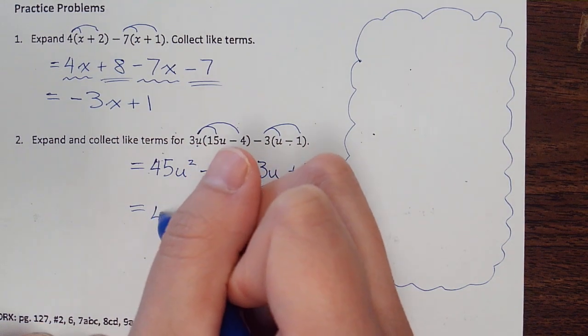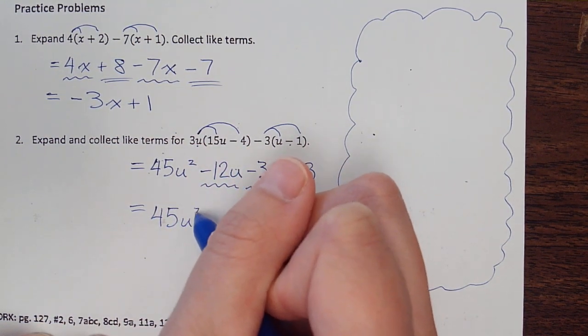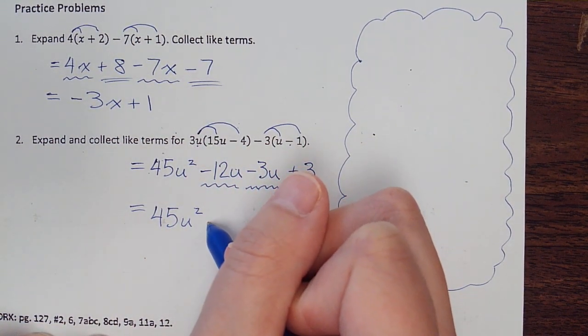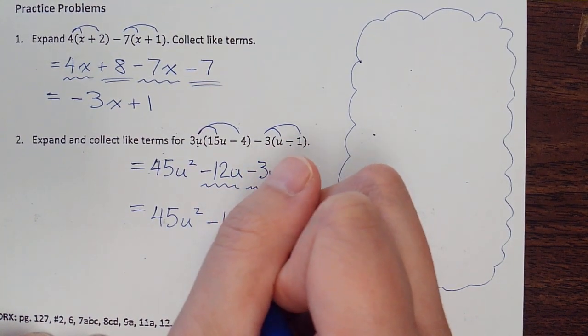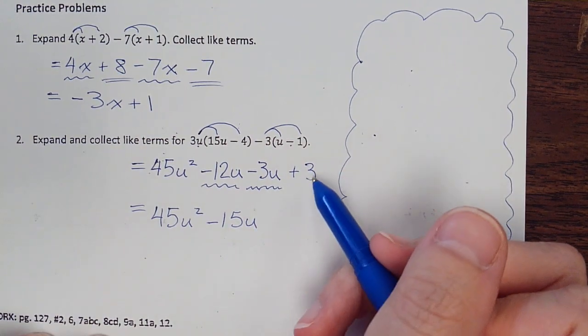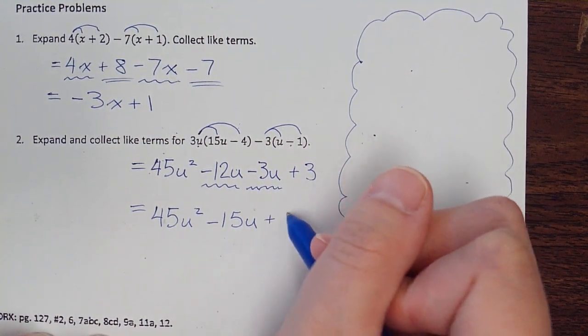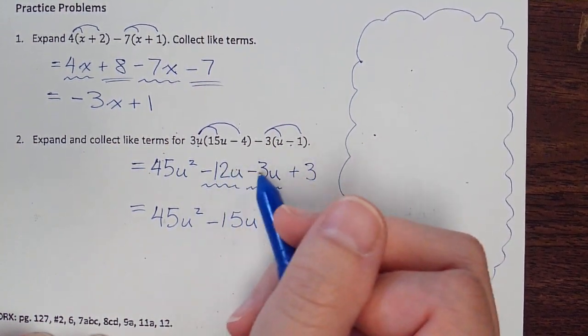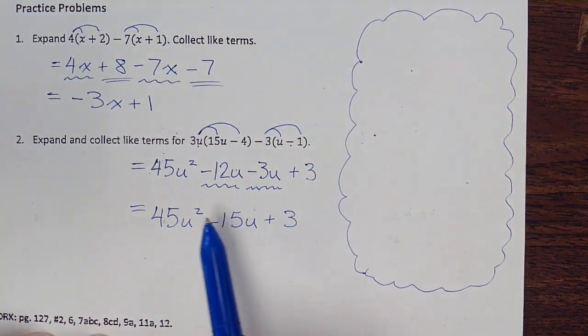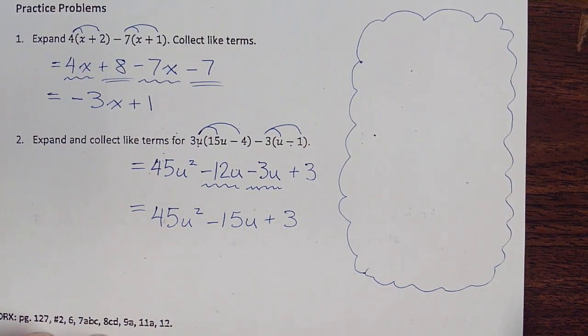So my final answer, 45u squared, negative 15u. Good job. Teamwork. Plus 3. Yes, don't forget the plus 3. A lot of people forget that last term because they did something here and then they forgot that. And that's it. That's your answer. Cannot simplify it any further.